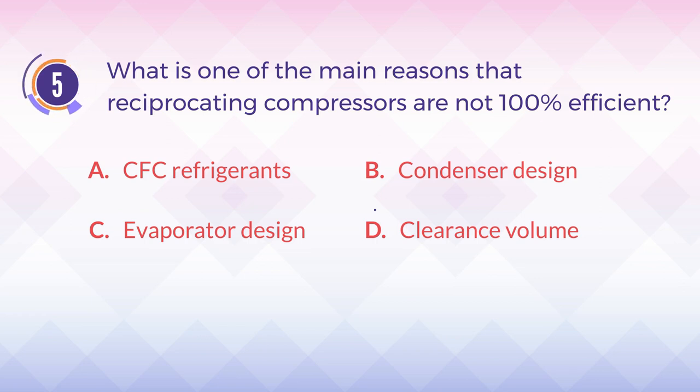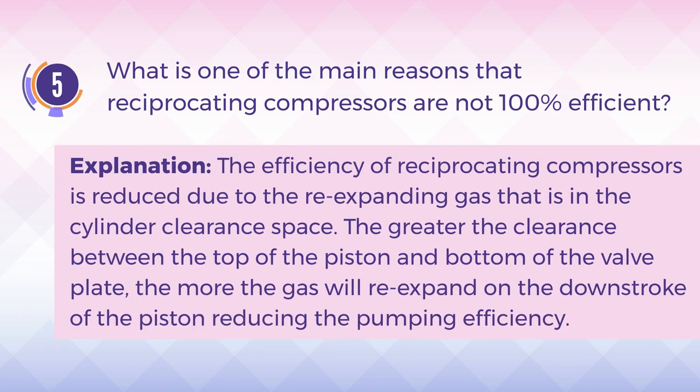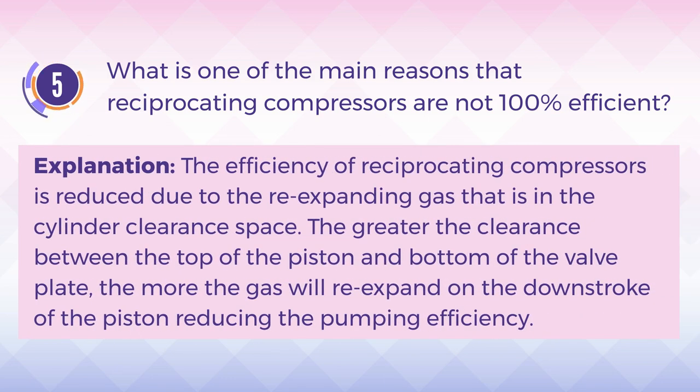The correct answer is D. Clearance volume. Explanation. The efficiency of reciprocating compressors is reduced due to the re-expanding gas that is in the cylinder clearance space. The greater the clearance between the top of the piston and bottom of the valve plate, the more the gas will re-expand on the downstroke of the piston, reducing the pumping efficiency.